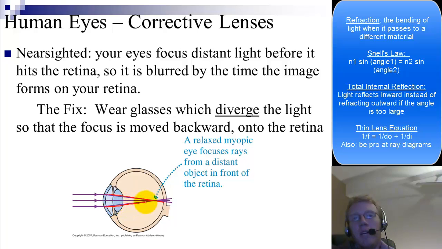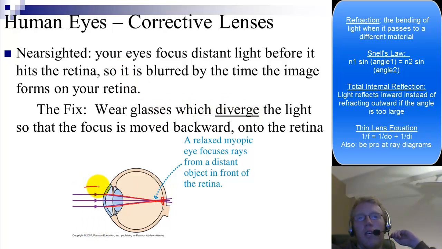If your light rays are being bent too much, they're actually going to cross a little bit before they get to here, and then when they actually get there and are received, they're spread back out again, and you'll see a blurry, spread out, unfocused image. So the way that you can fix this problem is that you can wear glasses that diverge light.